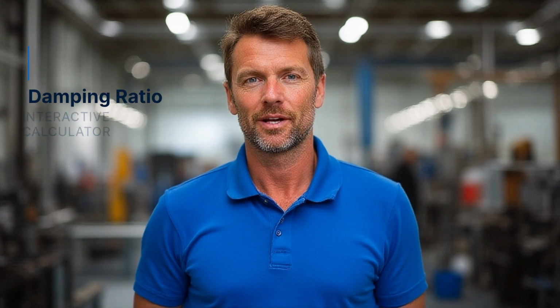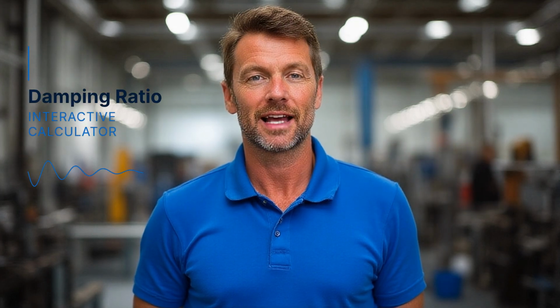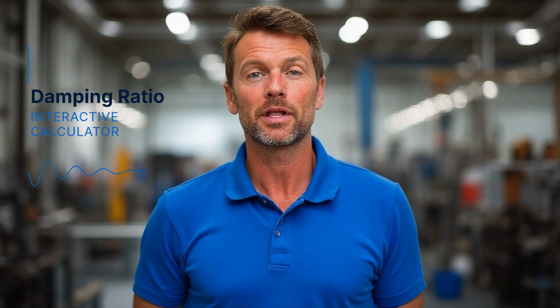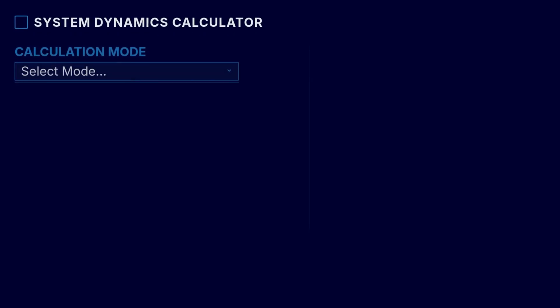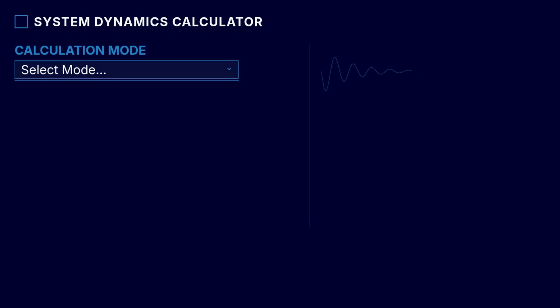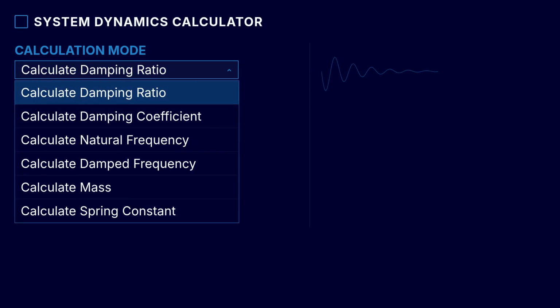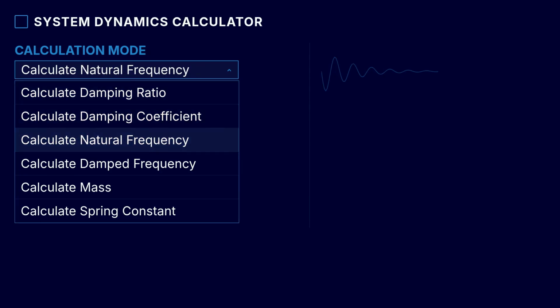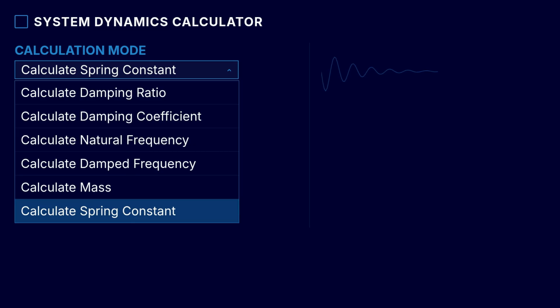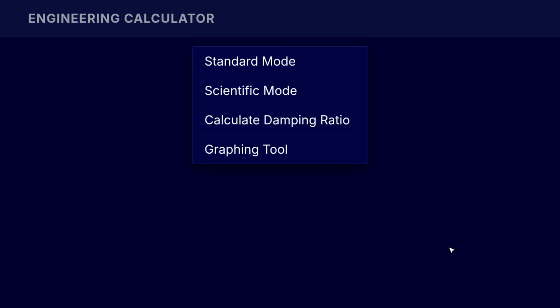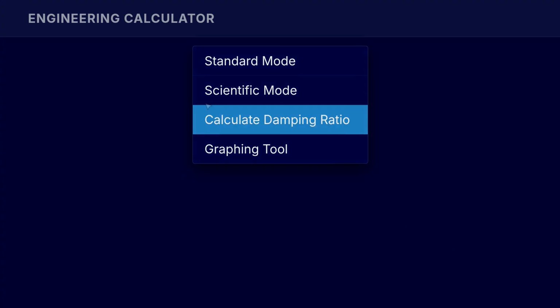The damping ratio interactive calculator helps engineers analyze the damping characteristics of spring mass damper systems. This calculator has a drop-down menu for calculation mode with 6 options: calculate damping ratio, calculate damping coefficient, calculate natural frequency, calculate damped frequency, calculate mass, and calculate spring constant. For this demonstration, I've selected calculate damping ratio.